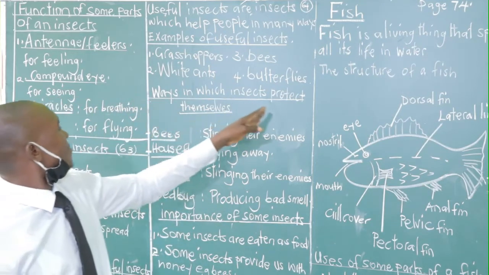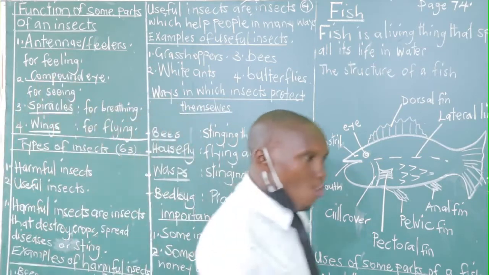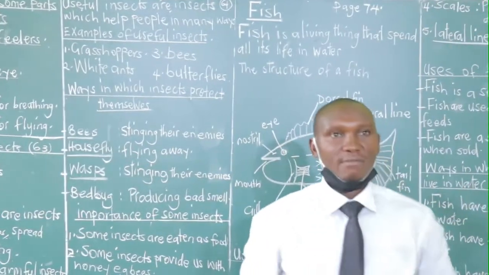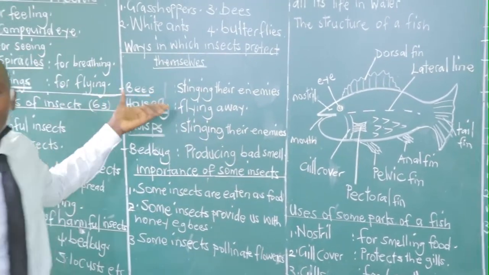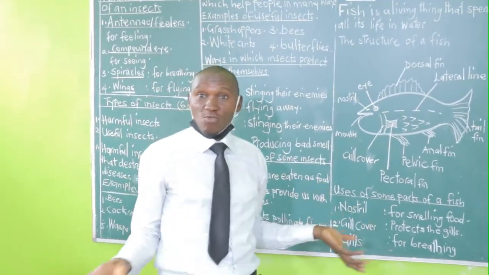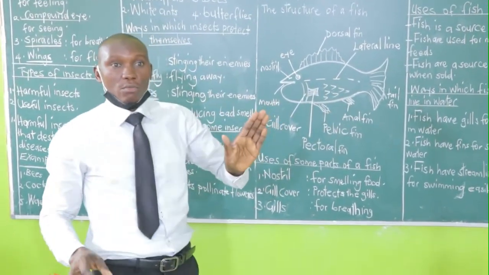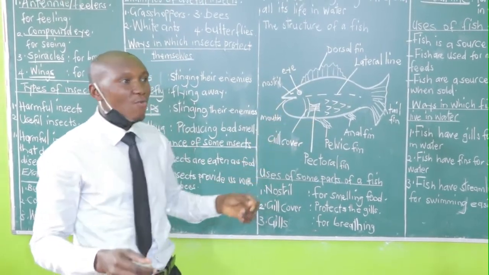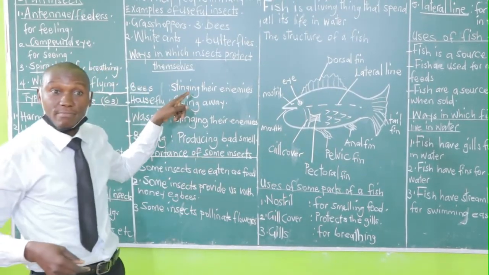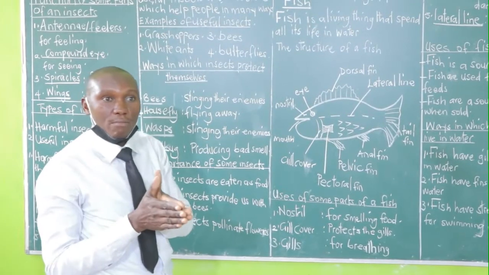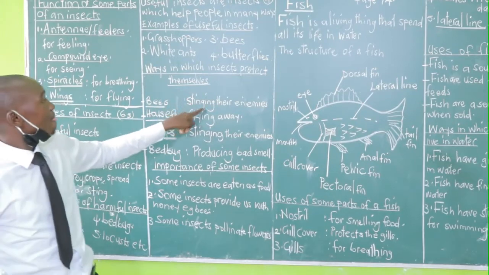Ways in which insects protect themselves. Now, when you disturb an insect, or when an insect senses danger, it looks for a way of protecting itself. One, we started with bees. If you disturb a bee, you know these bees do not disturb people. They move on with their business to look for nectar, for making honey. Now, when you disturb it, in order to protect itself to remain alive, it will sting you because you have become its enemy. Bees sting their enemy. Therefore, they protect themselves by stinging.